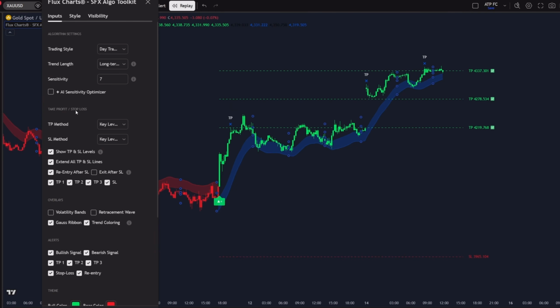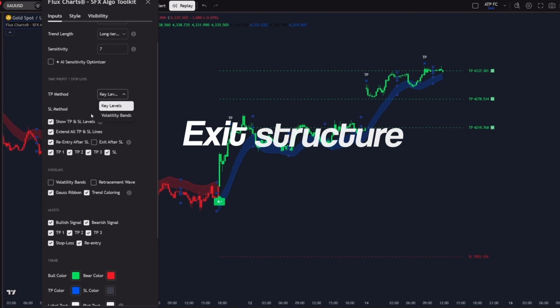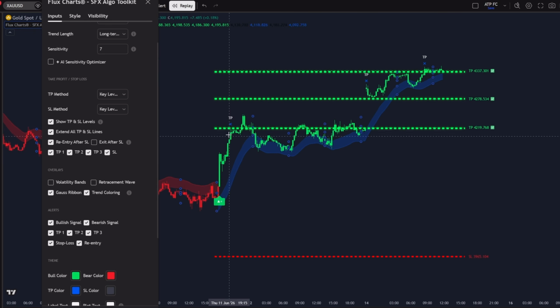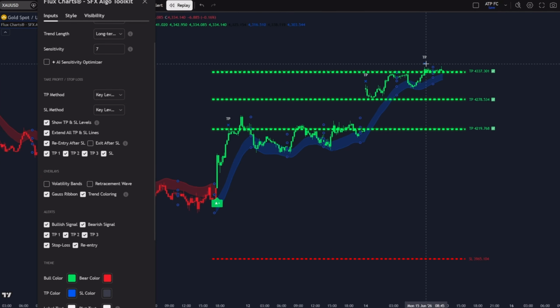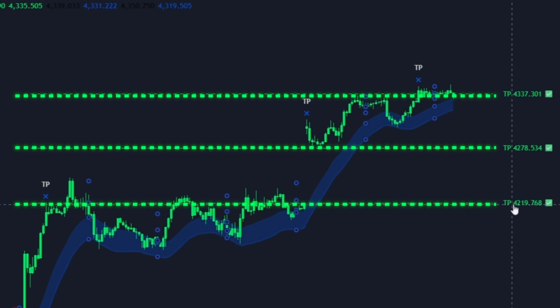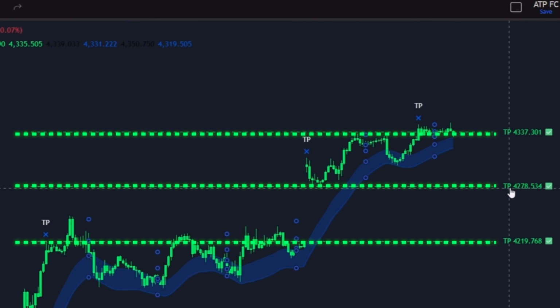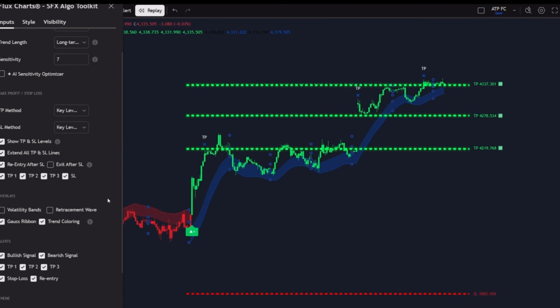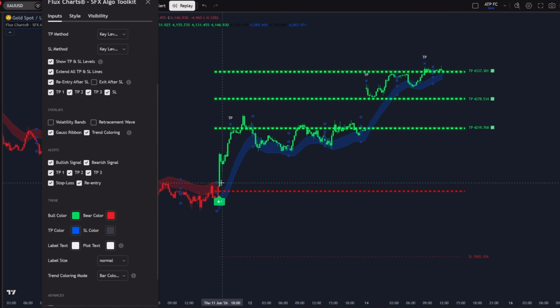The settings that made the biggest difference here were the exit structure. It uses the key levels method, which plots the take profit and stop loss levels straight onto the chart the moment a signal appears, based on pivot points. So instead of closing the position all at once, I split it across 3 take profit levels: 50% at take profit 1, 25% at take profit 2, and the remaining 25% at take profit 3, moving the stop loss to the entry point once the take profit 1 is hit.